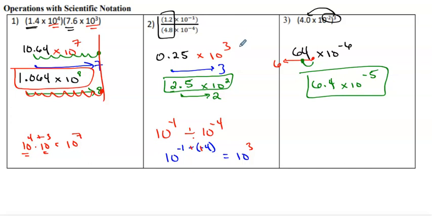Hopefully that makes sense. There is another video on scientific notation as well. There might be some adding and subtracting in that video. If there is, great. If not, don't go crazy.